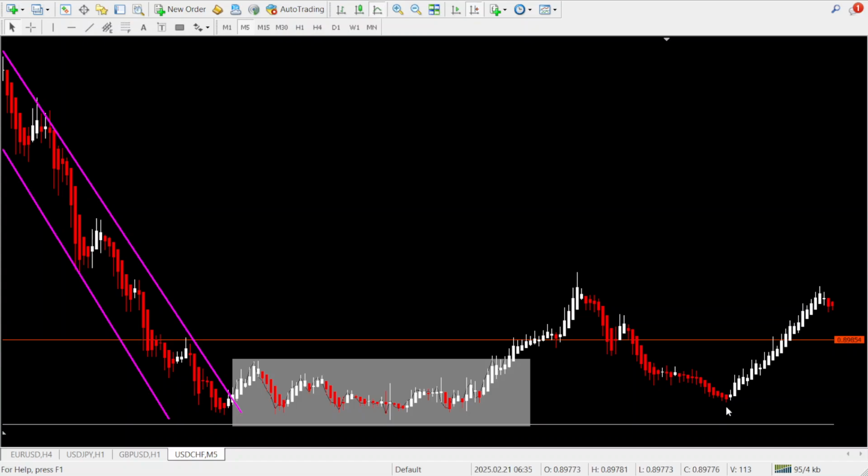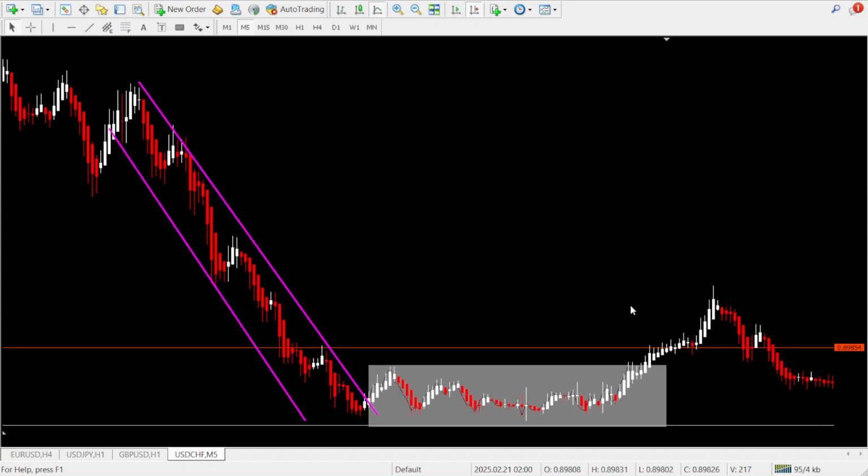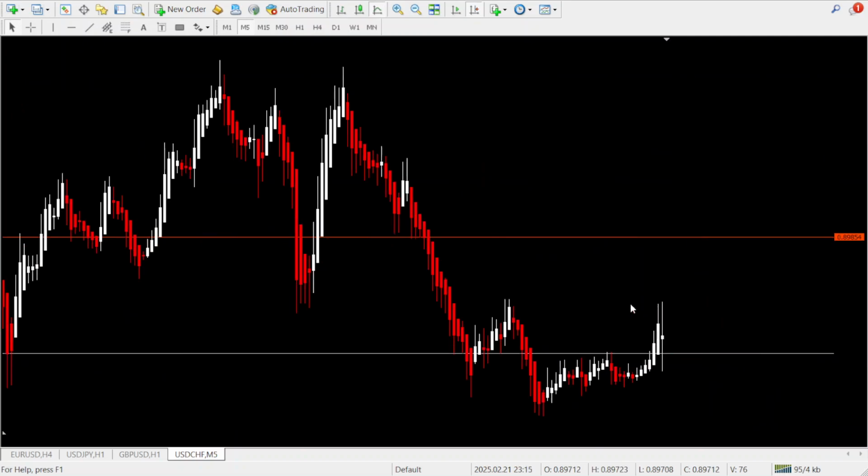You can now identify whether the market is trending up or down or consolidating, allowing you to plan your trades more effectively. All right. So one of the best things about Heikin Ashi is that it is great for identifying trends. So let's just go through how you can use it for trend analysis.